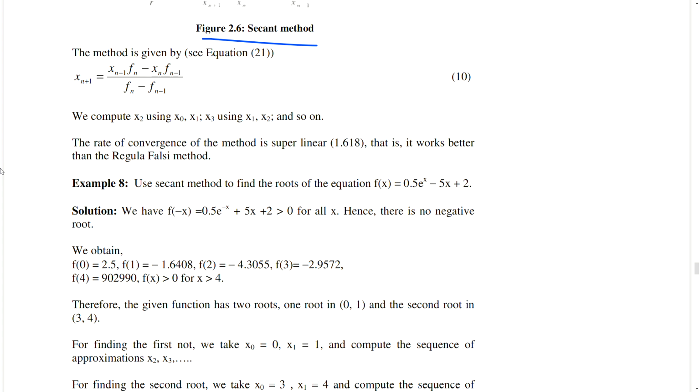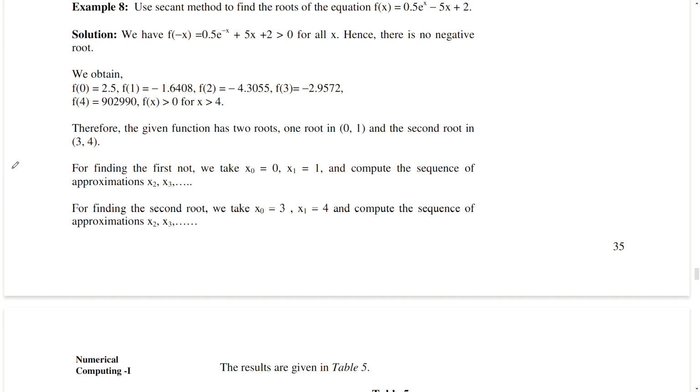Example: use the second method to find the roots of the equation f(x) equal to 0.5 e^x − 5x + 2. Solution: we have f(−x) equal to 0.5 e^(−x) + 5x + 2 greater than 0 for all x, hence there is no negative root. We obtain f(0) equal to 2.5, f(1) equal to −1.6408, f(2) equal to −4.3055, f(3) equal to −2.9572, f(4) equal to 9.0299, and f(x) greater than 0 for x greater than 4. Therefore, the given function has two roots, one root in (0, 1) and the second root in (3, 4).